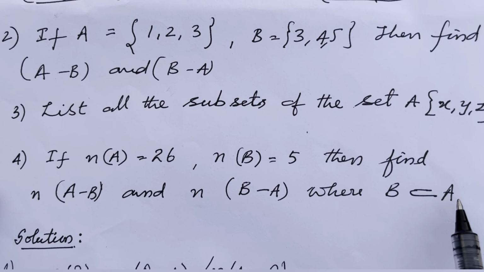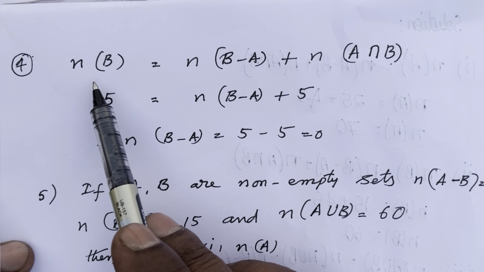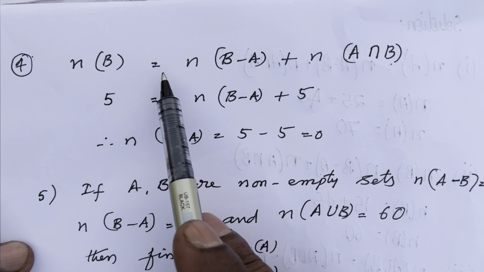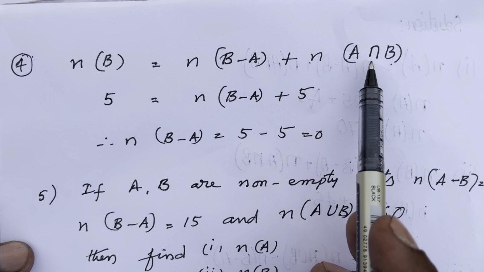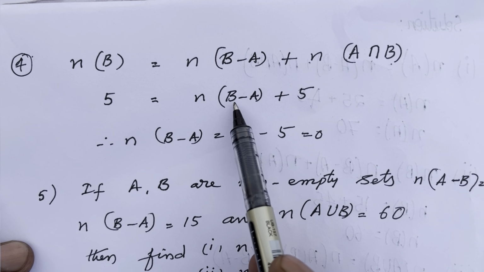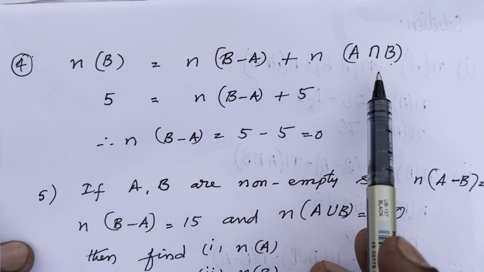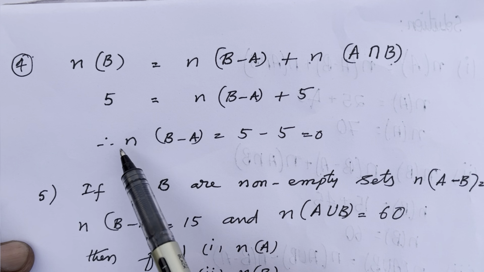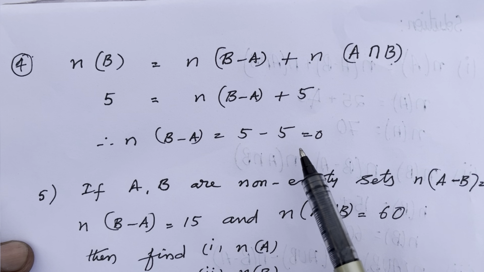There is an interesting sum. This one I am showing the solution for. Now the solution for the above sum is n of B is equal to n of B minus A plus n of A intersection B. Here n of B is equal to 5, n of B minus A we have to find out, plus n of A intersection B is 5. So therefore n of B minus A is equal to 5 minus 5, 0.